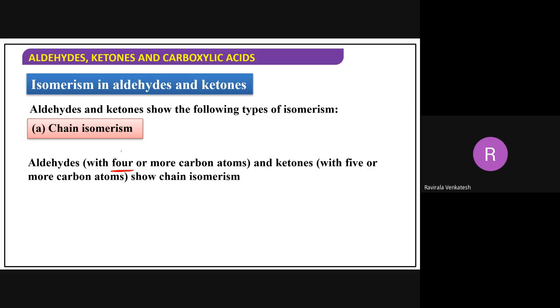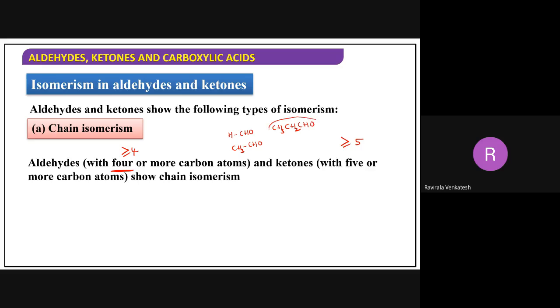It must have at least greater than or equal to 4 carbon atoms. Then only it can show chain isomerism. For ketones, it should have greater than or equal to 5 carbon atoms. That means if I write formaldehyde, acetaldehyde, propanaldehyde.